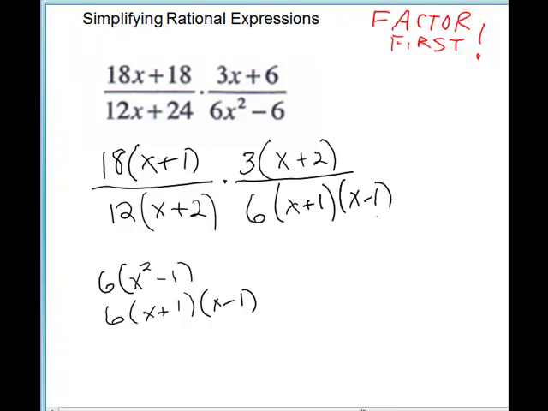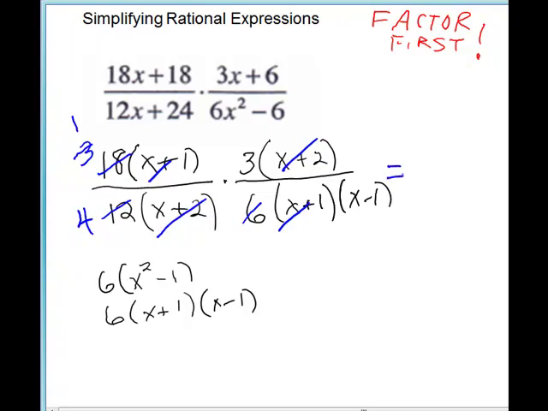Right. And now we're ready to simplify on our diagonals. So we can take out the x plus 2. We can take out an x plus 1. If we want to go this way, we can divide by 6. 6 will go into 18 3 times. If we want to go this way, we can divide by 3. 3 will go into 3 1 time. 3 into 12 will go 4. And that looks like all we can do.